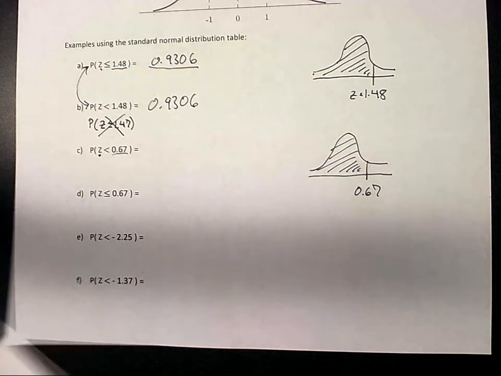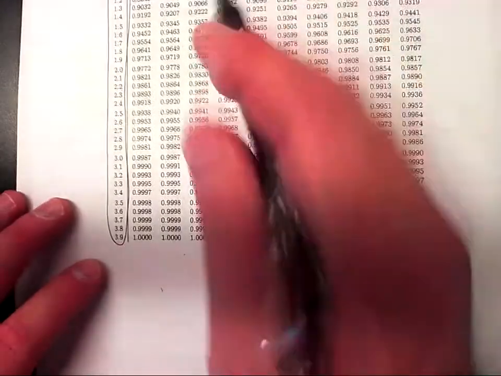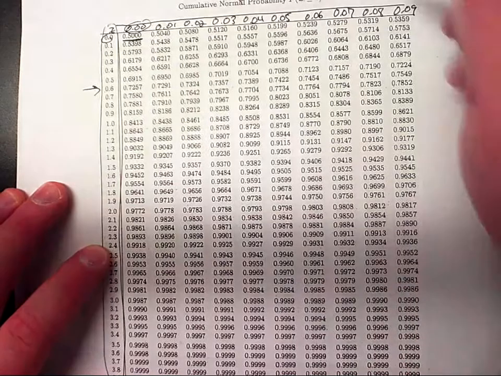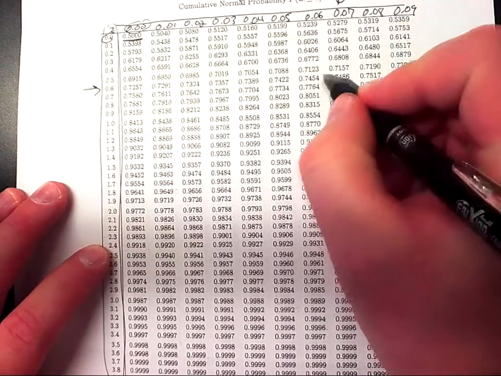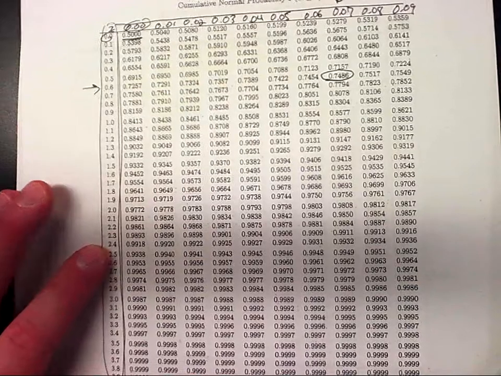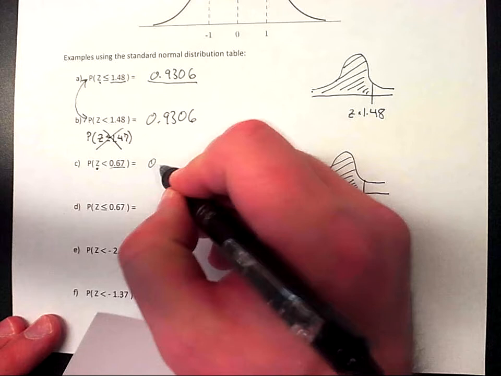The next thing that we're going to do is look up 0.67 in our table. First, we're going to go down to one decimal place, which is 0.6, and then over to our second decimal place, which is 0.07. If we look to see where these two things meet up, we get 0.7486. Everybody good with 0.7486?